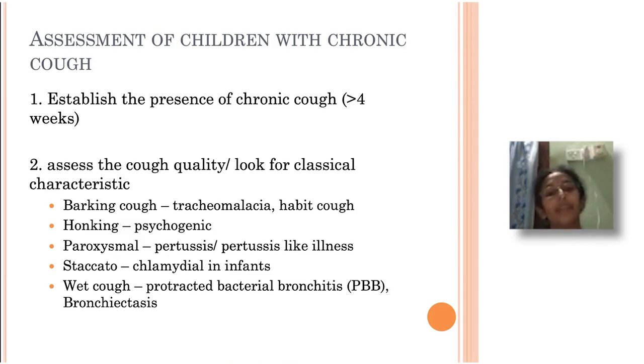If it is a barking cough, we can think about tracheomalacia and habit cough. A honking cough suggests it's psychogenic. For a paroxysmal cough, think about pertussis or a pertussis-like syndrome. A staccato cough suggests chlamydial infection in infants. A wet cough can be protracted bacterial bronchitis if it is an infant, and bronchiectasis in a bigger child.